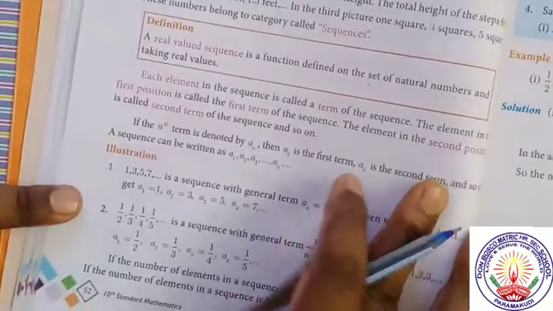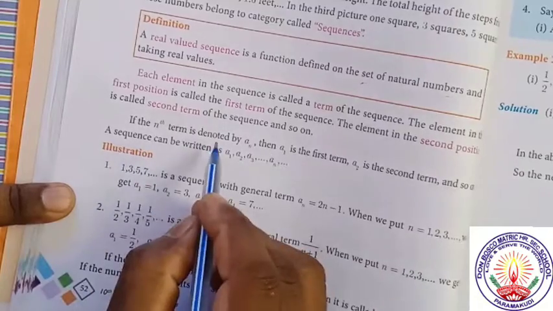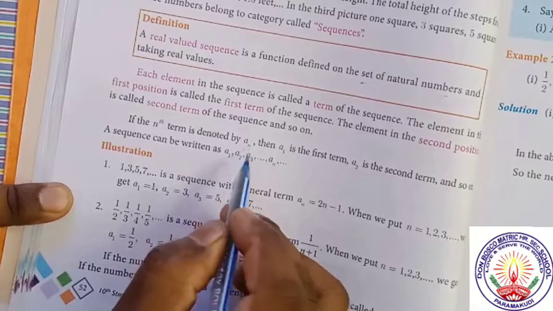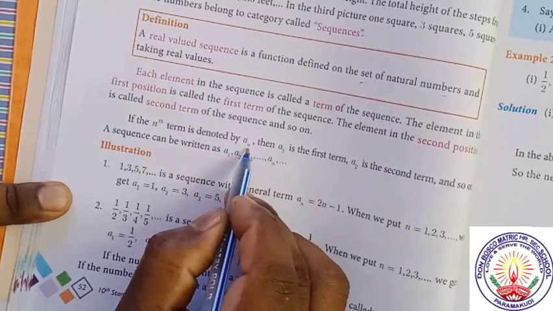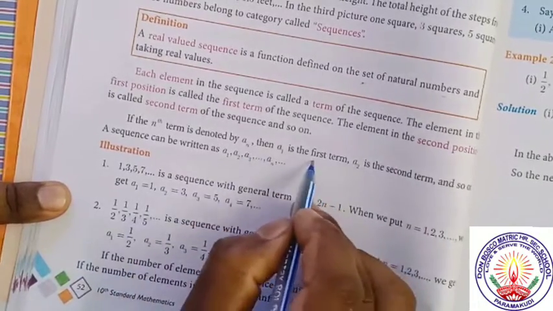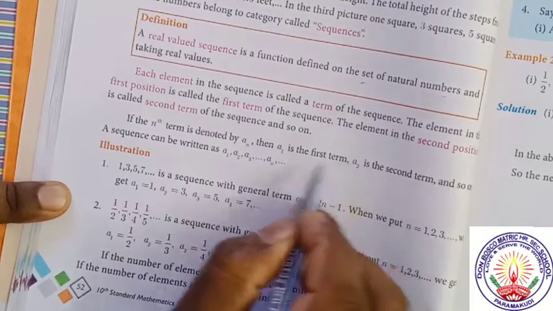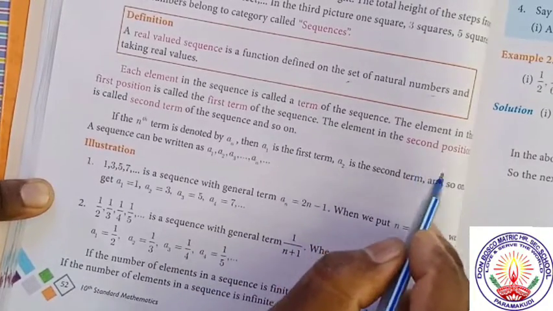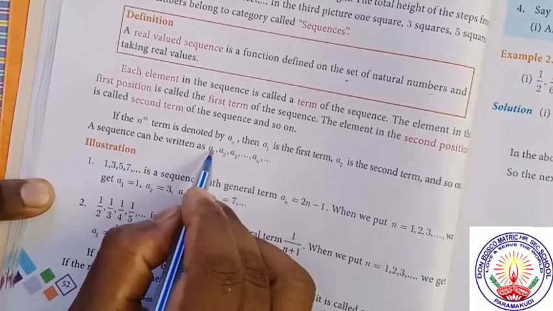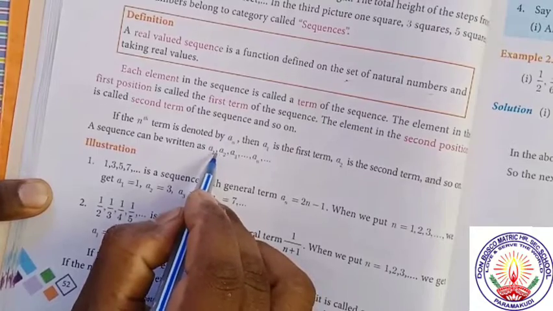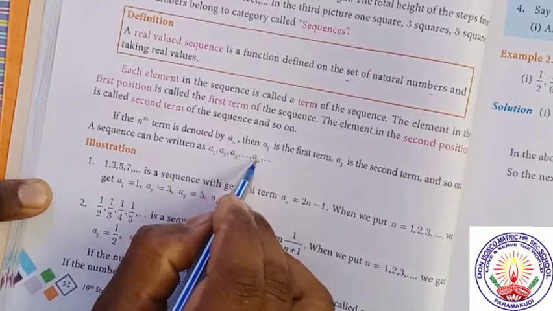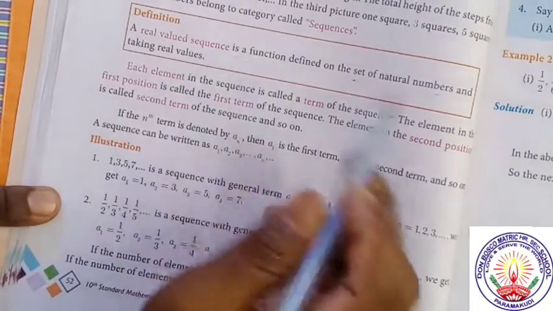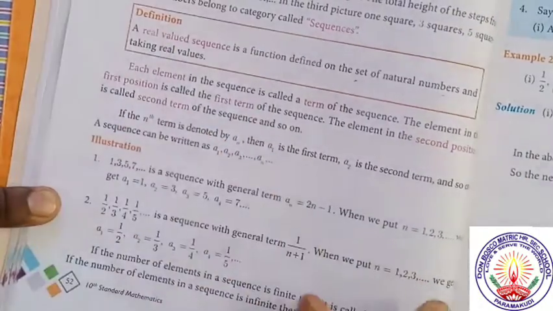The next one, the general term. The nth term is denoted by an. The suffix n: when you put n equal to 1, you will get a1. When you put n equal to 2, a2. a1 is the first term, a2 is the second term, a3 is the third term and so on. So a1 first term, a2 second term, a3 third term, like that an is the nth term and so on. This is called a sequence. Since its values are real numbers, it is a real valued sequence.